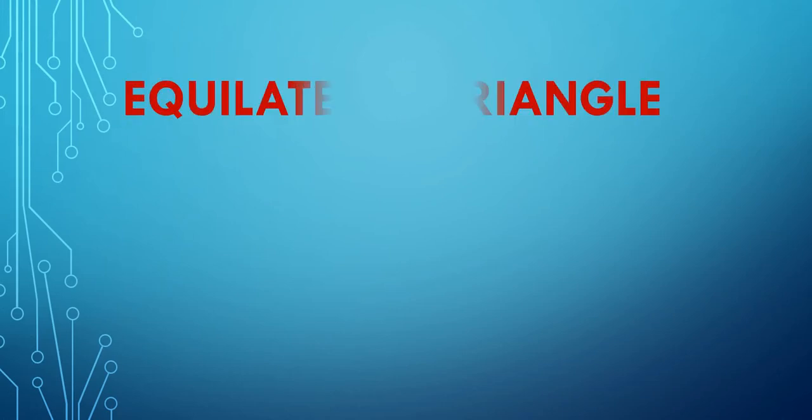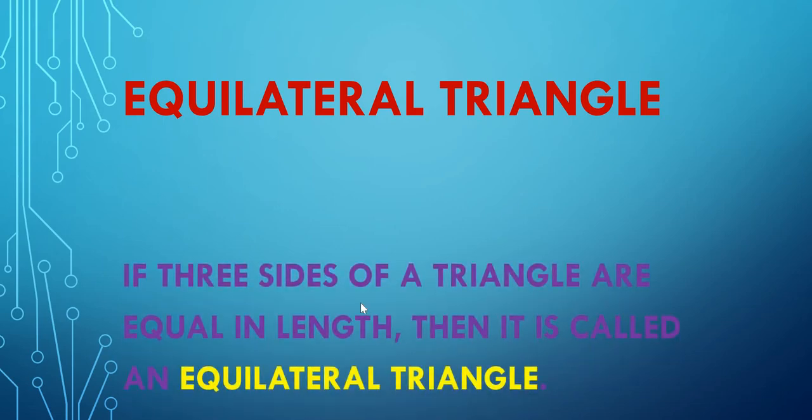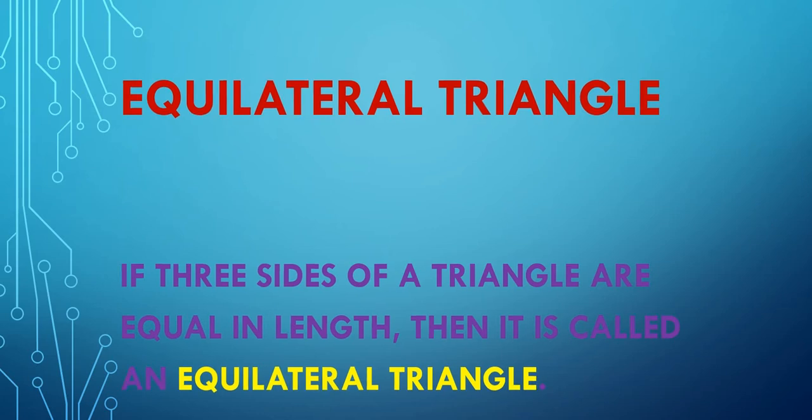The third one is equilateral triangle. So what is an equilateral triangle? If three sides of a triangle are equal in length, then it is called an equilateral triangle. That means if all three sides of a triangle are equal, that triangle is called equilateral triangle.